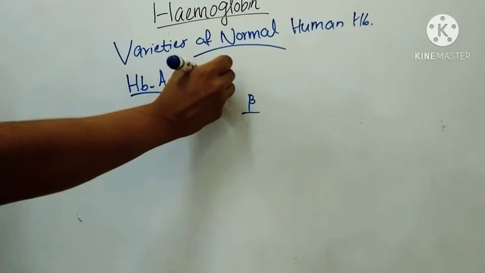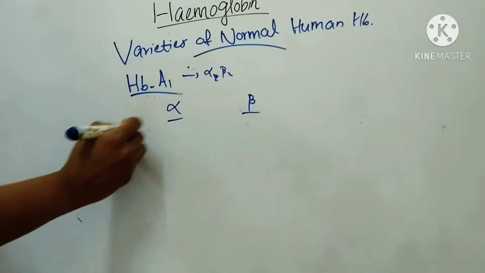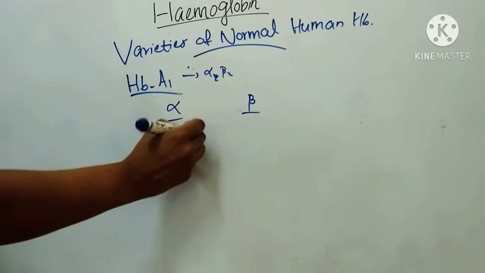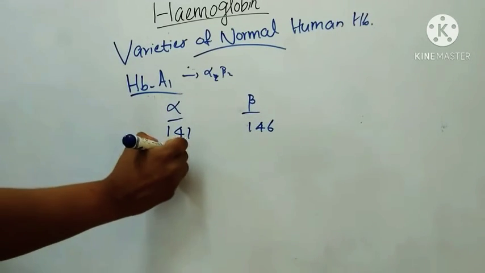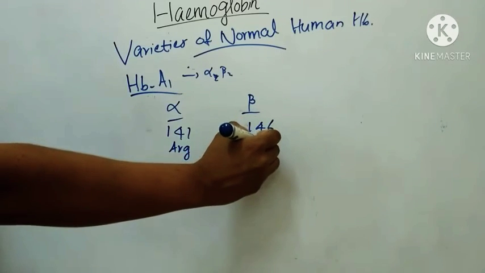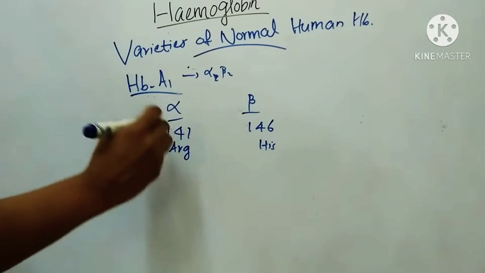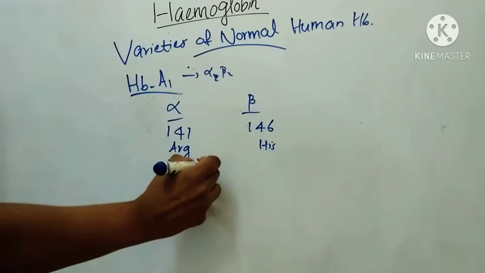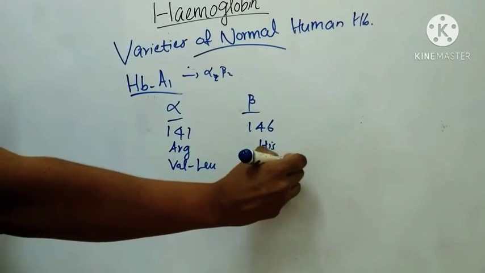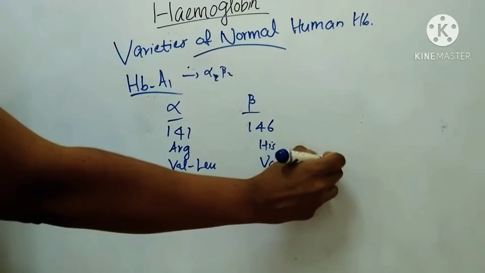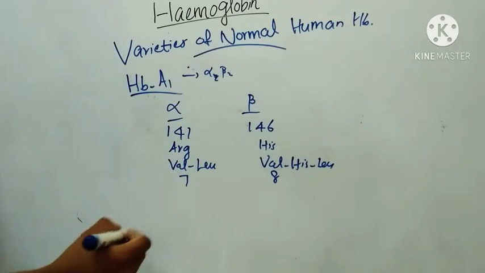So it is alpha 2 beta 2. It contains 2 alpha and 2 beta chains. The first difference is that the total amino acids in the alpha chain are 141, and in the beta chain 146. The C-terminal amino acid is arginine in alpha, and histidine in beta. The N-terminal amino acid is valine, leucine in alpha, and valine, histidine, leucine in beta. Then coming to alpha helices, 7 and 8.